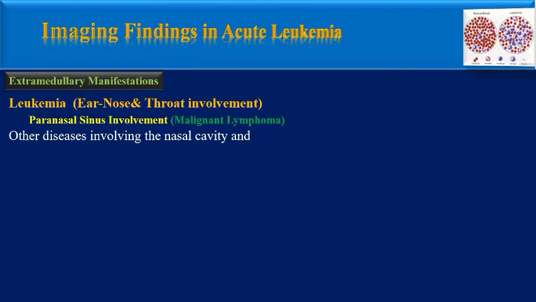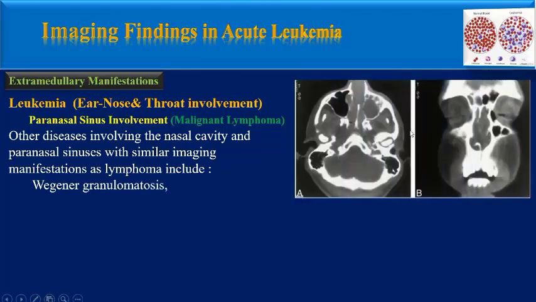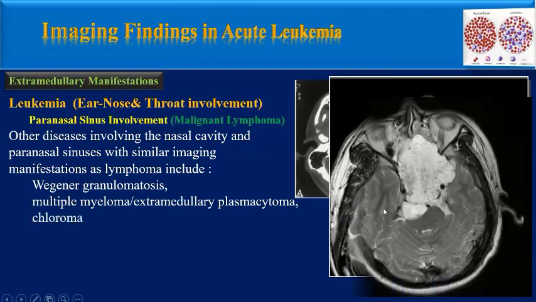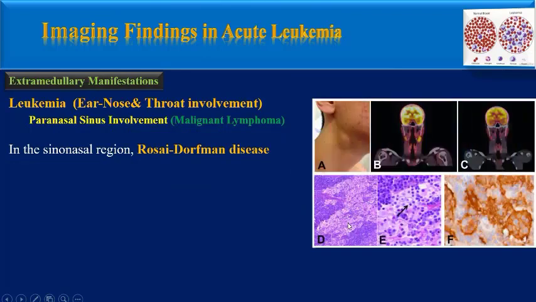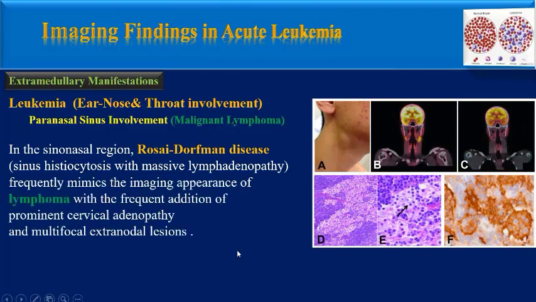Other diseases involving the nasal cavity and paranasal sinuses with similar imaging manifestation as lymphoma include Wegener granulomatosis, multiple myeloma or extramedullary plasmacytoma, and chloroma. In the sinonasal region, Rosai-Dorfman disease, that is sinus histiocytosis with massive lymphadenopathy, frequently mimics the imaging appearance of lymphoma with the frequent addition of prominent cervical adenopathy and multifocal extranodal lesions.